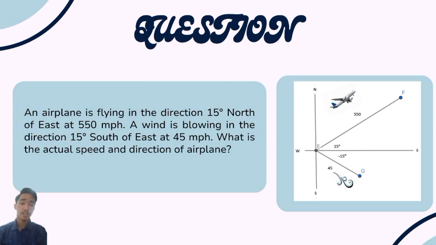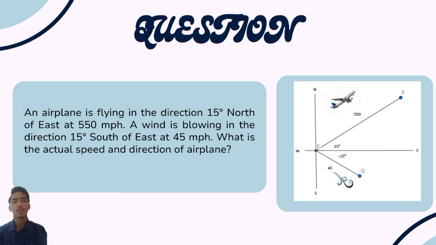An example of the question that is given: an aeroplane is flying in the direction 50 degrees north of east at 550 miles per hour. A wind is blowing in the direction of 15 degrees south of east at 45 miles per hour. What is the actual speed and direction of the plane? What is meant by actual speed? Actual speed is the speed of an aeroplane when combined with wind.